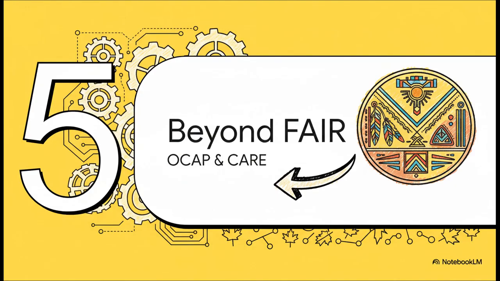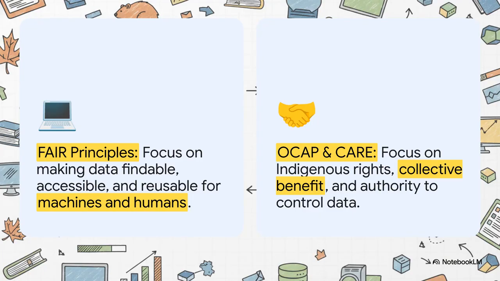So we've talked about the technical side of things, but there's another absolutely critical dimension to this whole conversation. Making data available is one thing, but we have to ask, who is this data about? And who really has the right to control it? FAIR is a fantastic start, but on its own, it doesn't cover these crucial ethical dimensions, especially when it comes to Indigenous data sovereignty. And this is a really important distinction to make.